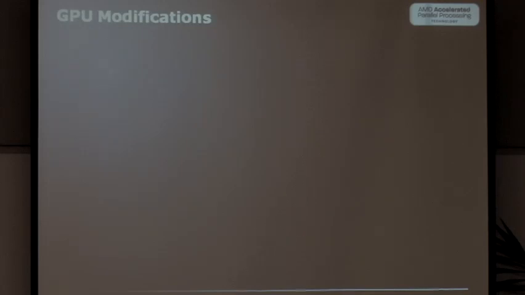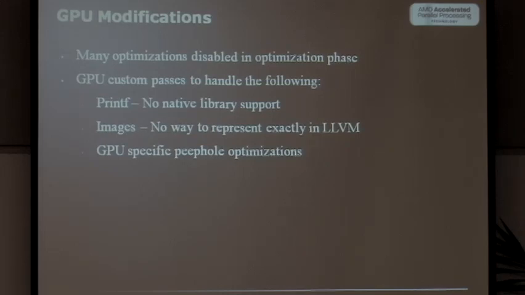So now getting onto the GPU backend, what are some of the modifications we had to do? I already talked about many of the optimizations we had to disable or modify in the optimization phase. But in the actual backend itself, we have custom passes to handle printf because we don't have native library support, so we cannot just handle printf normally. Images: there's no way to exactly represent an image in LLVM, so we have an opaque type, and we access that through function calls. The current way I do this is I embed information in the actual function name itself. This causes function duplication, but I have found no better way to handle this.